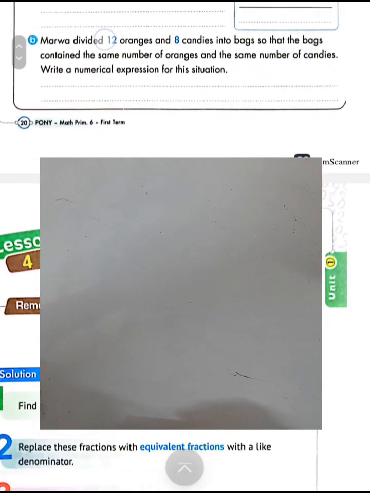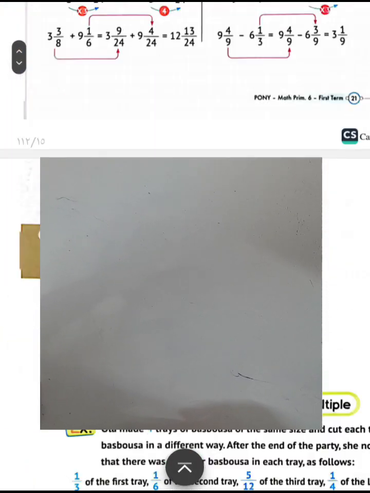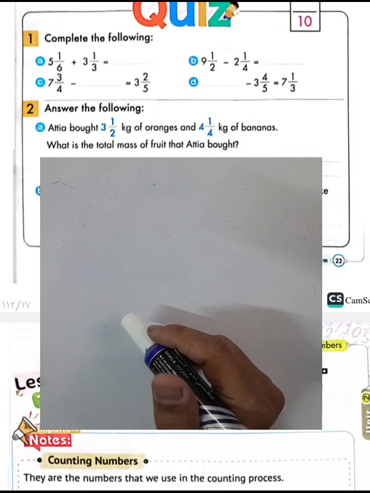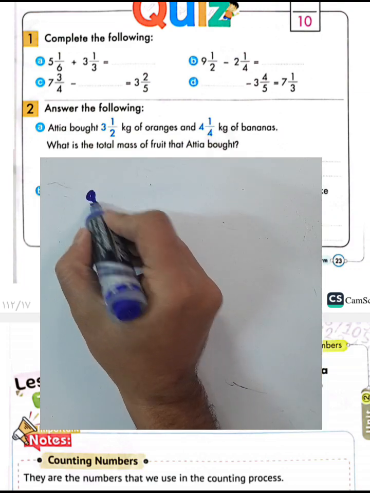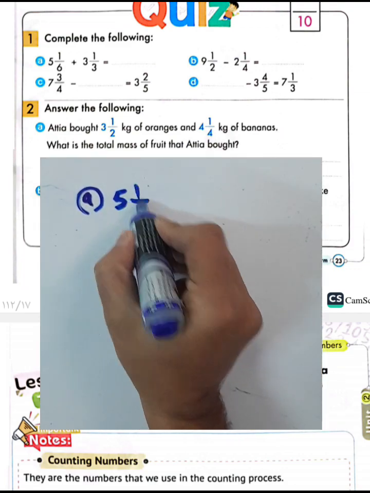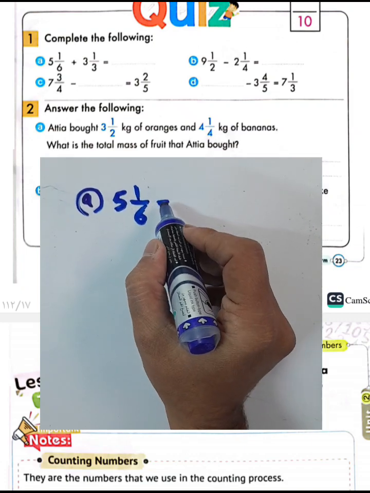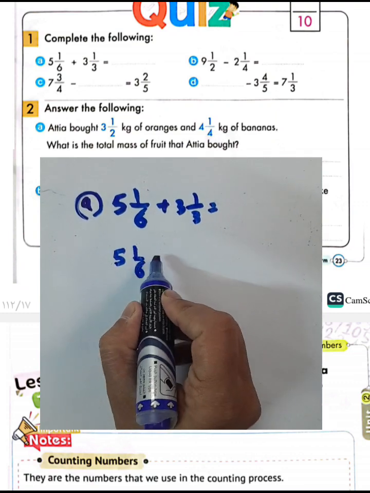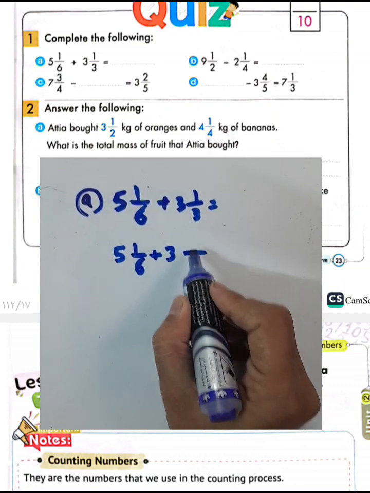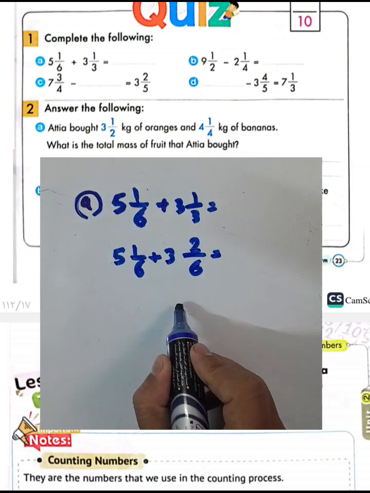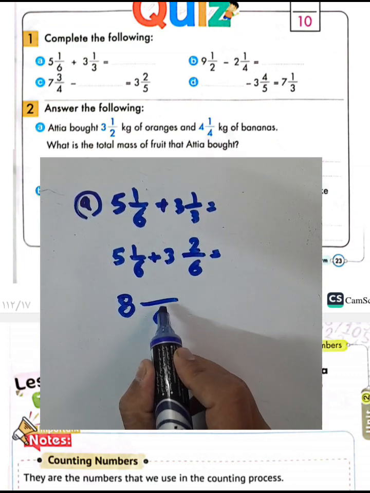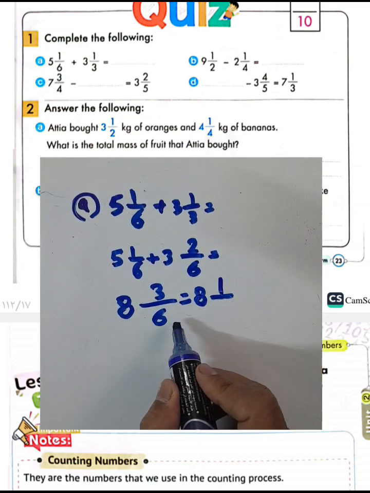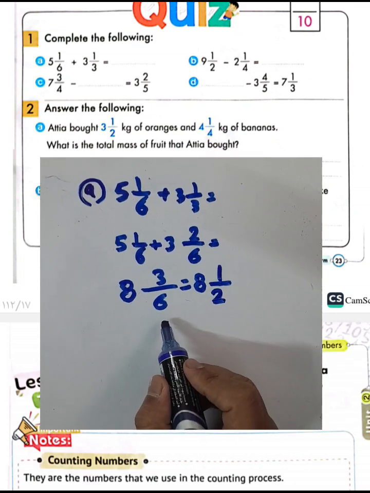Next question. It is page 23, letter E. We have 5 and 1 over 6 plus 3 and a third. We can write 5 and 1 over 6 plus 3, with 2 times 3 equals 6, and 2 times 1 equals 2. 5 plus 3 equals 8, and write 6 in the denominator. 2 plus 1 equals 3, and then you can simplify it. Write 8 outside. 3 divided by 3 equals 1, 6 divided by 3 equals 2. The result will be 8 and a half.